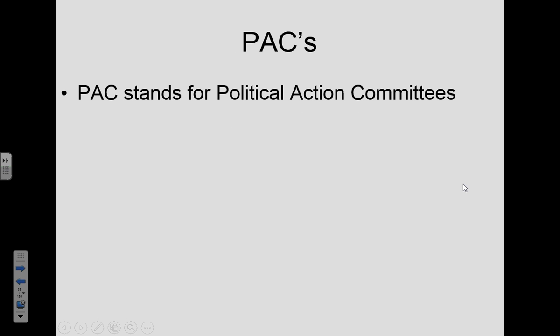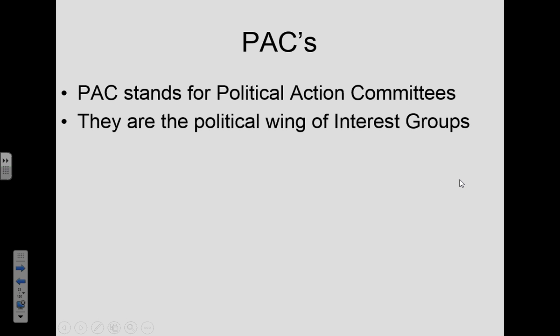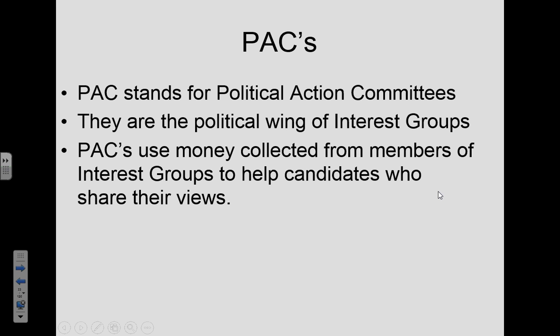That's where PACs come in. PACs stand for Political Action Committees, and they are essentially the political wing of an interest group. PACs will take the money that the interest group gives them, and they will use that money to try to help get candidates elected who already share their particular view on issues. It makes it easier. If somebody's in Congress who already shares your view, you don't really have to work that hard to convince them that your view is right, that they should vote the way you would like them to.